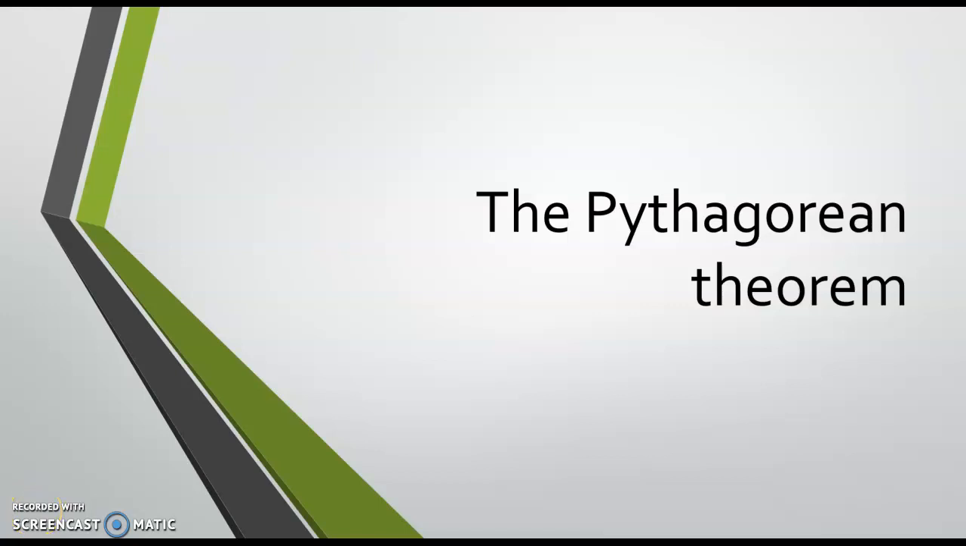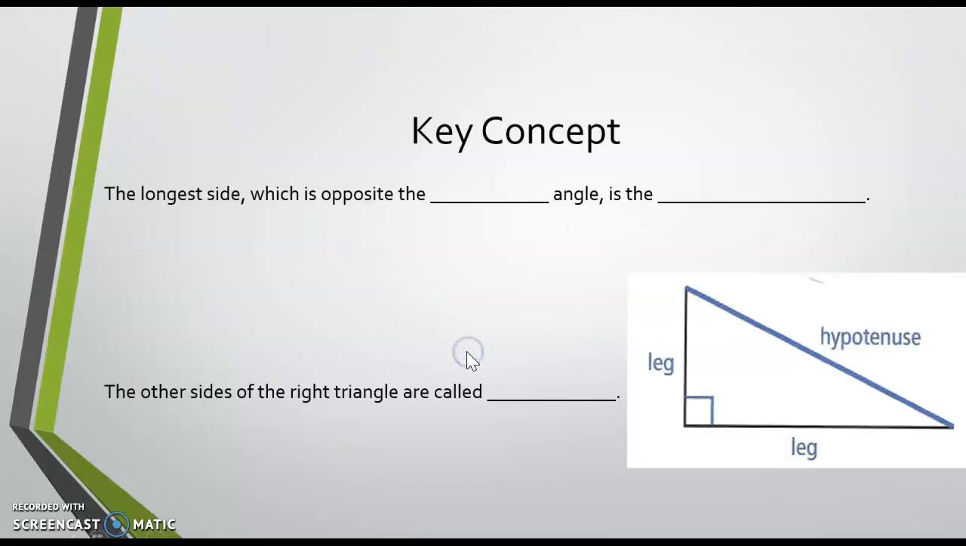All right, so moving into our next lesson, we're going to talk about the Pythagorean Theorem. Moving right along. So our key concept, we're talking about parts of a right triangle. The longest side, which is opposite the right angle, is called the hypotenuse.